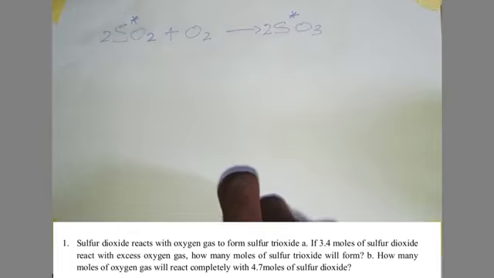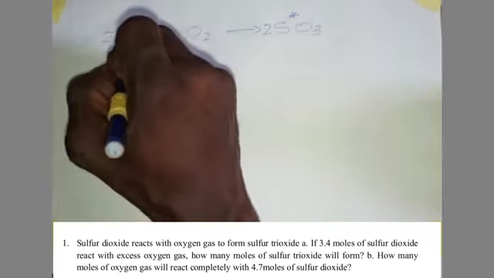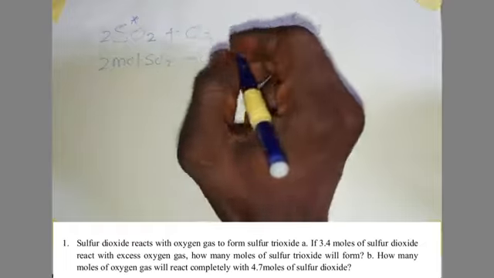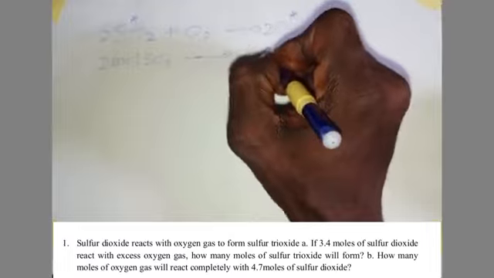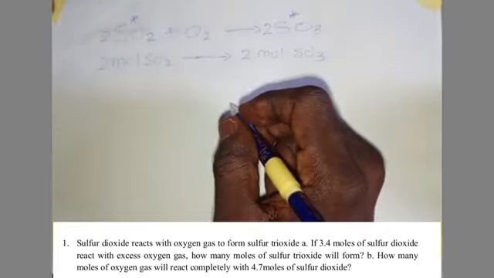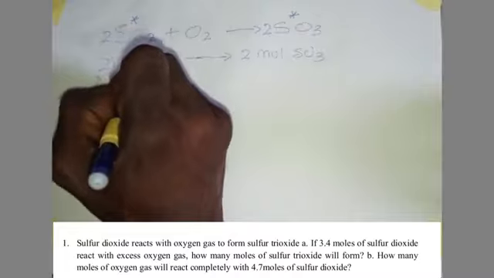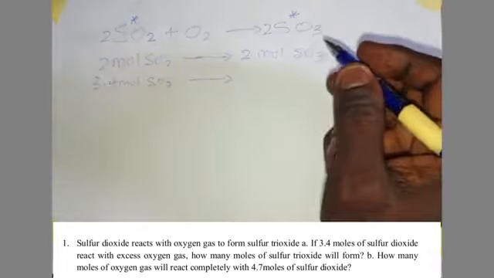Now, let us solve the problem using molar interpretation. From the balanced equation, we can see that 2 moles of sulfur dioxide, SO2, produce 2 moles of sulfur trioxide. What does that indicate? That indicates that the given 3.4 moles of SO2 will also produce 3.4 moles.